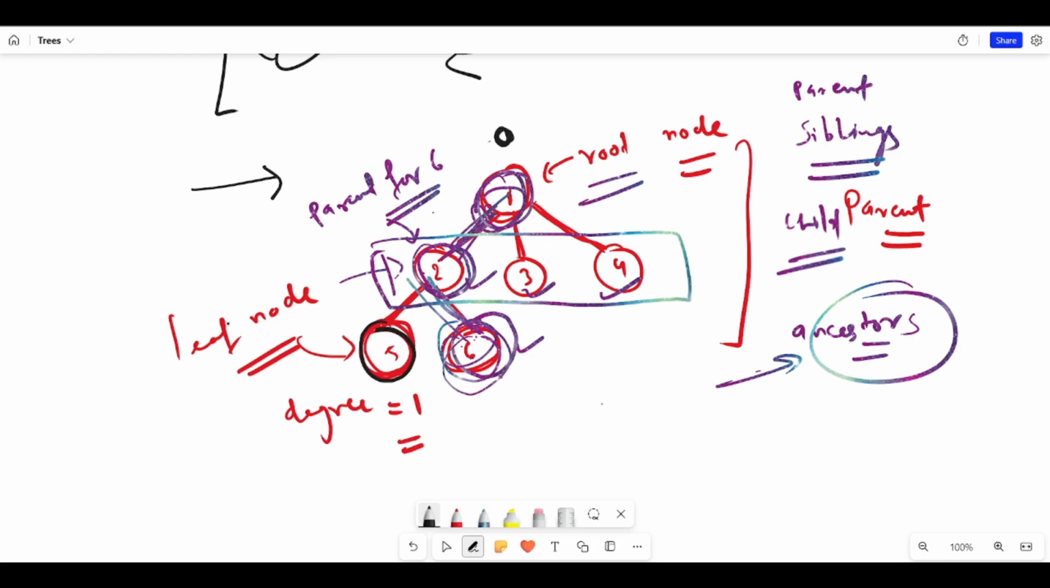We start from here. Now we count the distance. We move to node number 2. The distance for node number 2 will be 1. Then we move to node number 5. The distance will be 1 plus 1, that is 2. So the level or depth for node number 5 is 2. That represents the depth of a node.